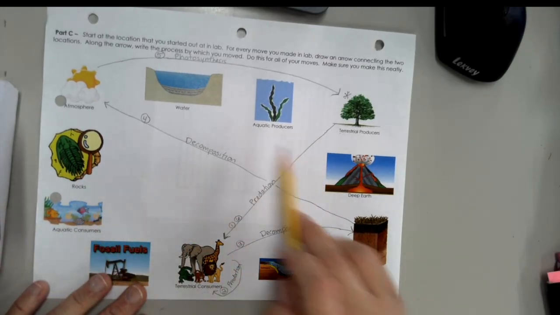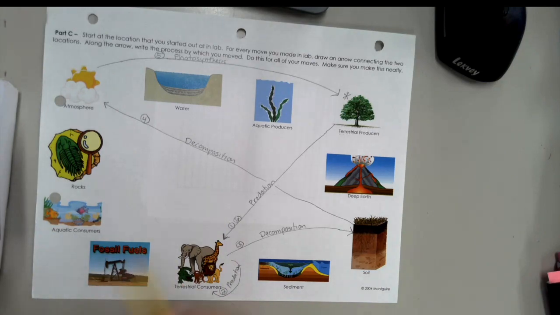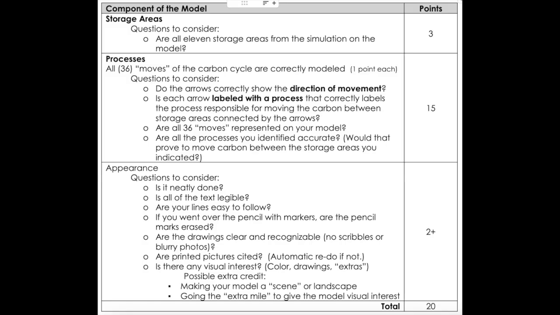Eventually, hopefully, I cover and go to most of the stations. You won't hit every process, but once you've done the 36 lines, you should have a really good idea of what the model looks like. If you look at the back of the handout for this lab where your data table is, you'll see the rubric. You need to make sure that you have all 11 of the storage areas on your paper, even though you may not have gone to all 11. So if you never went to, say, deep earth, it'll still be on your paper, but you won't have any arrows going to or from it.